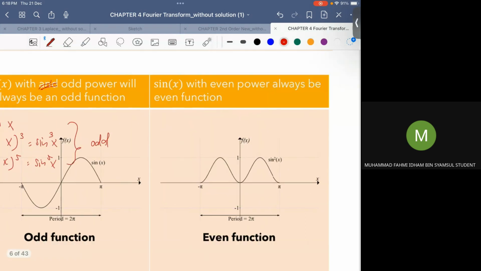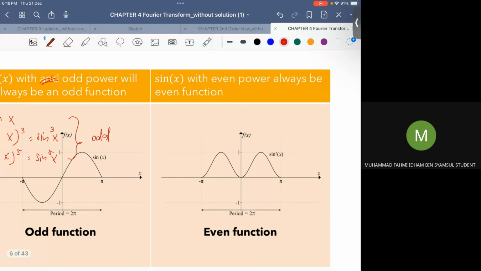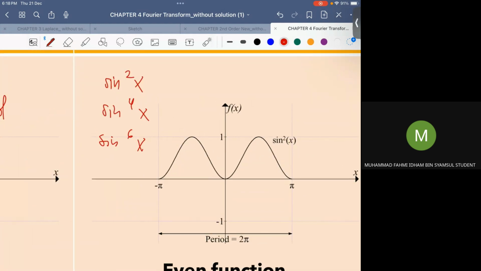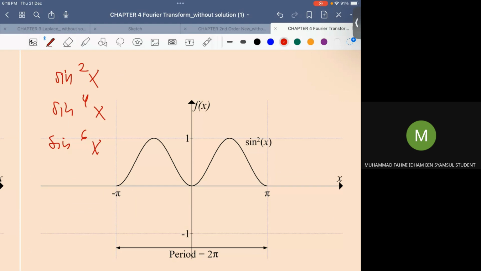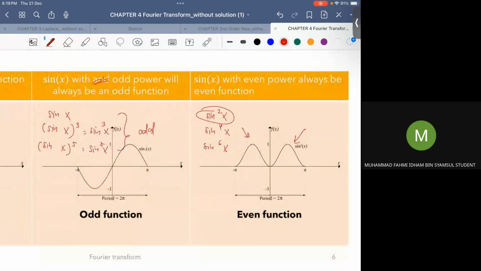While sin with an even power will always be an even function. So when you have sin squared x, sin to the power of 4 x, sin to the power of 6 x, it is always an even function. For example, this graph is sin squared x. When you plot the graph, you get that the left-hand side is symmetrical with the right-hand side. So it is symmetrical about the y-axis, and this is an even function.